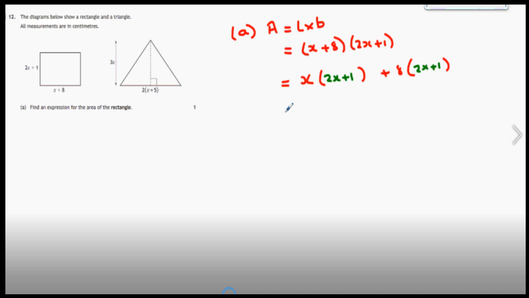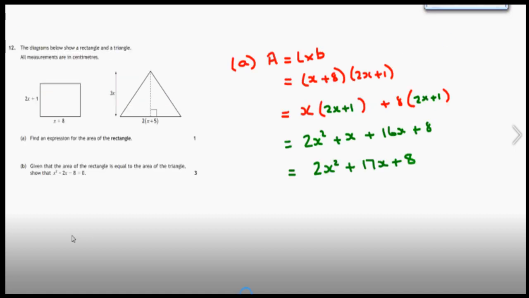Right, so we can now multiply that out. x times 2x is 2x squared, x times 1 is 1x, and 8 times 2x is 16x, and 8 times 1 is 8. You will always have to tidy up the two middle terms. So 2x squared stays as it is, 1x plus 16x is plus 17x, and we've got a plus 8 stuck at the end.